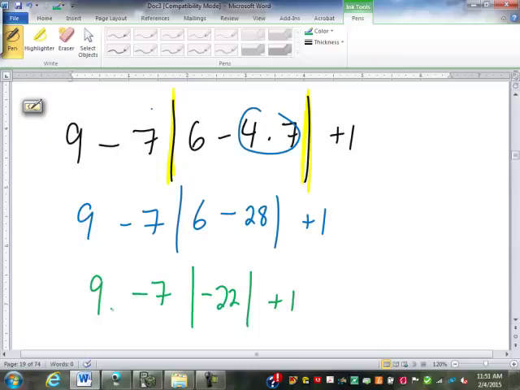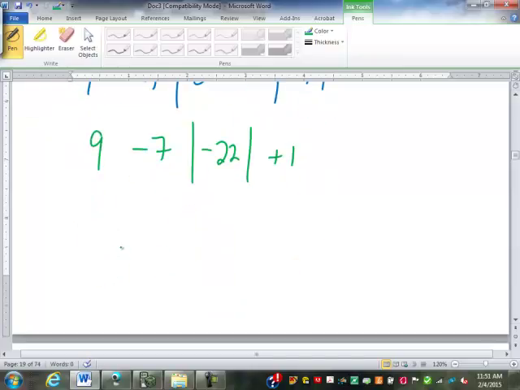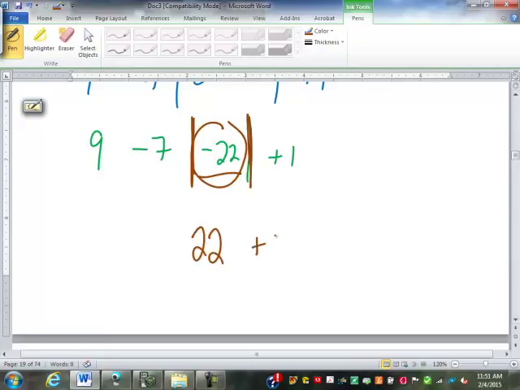Now, just like with parentheses, we've reduced what was inside that absolute value to a single number, so we can get rid of the absolute value symbol. The difference is, in parentheses, we just got rid of the symbol, and we may have to look to see if we need to put in multiplication. Absolute value symbols, when we remove the symbol, we actually have to do something. We have to find the absolute value of what was inside of it. The absolute value of a negative 22 is positive 22.